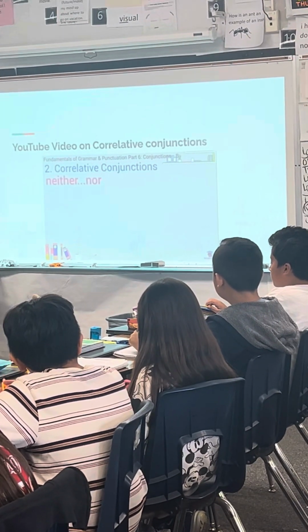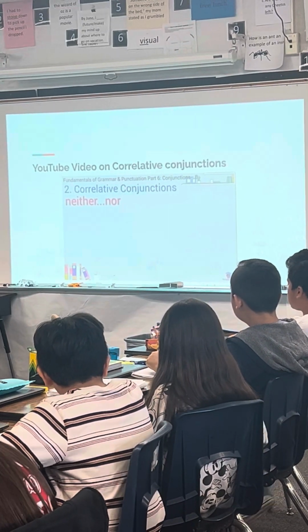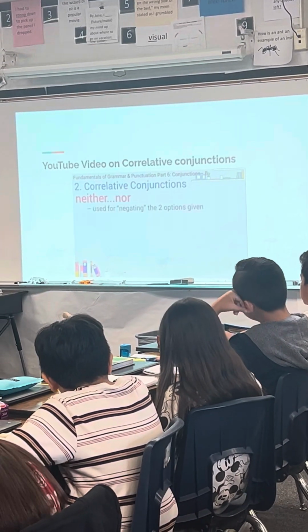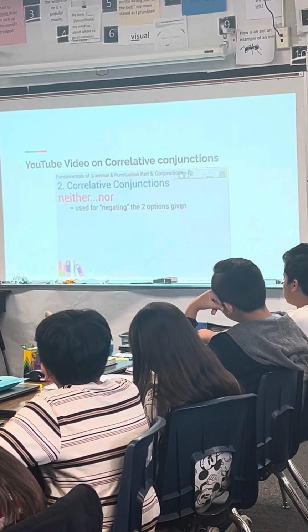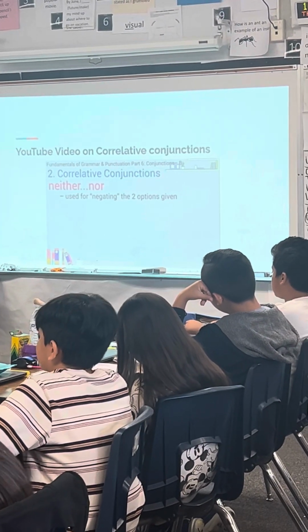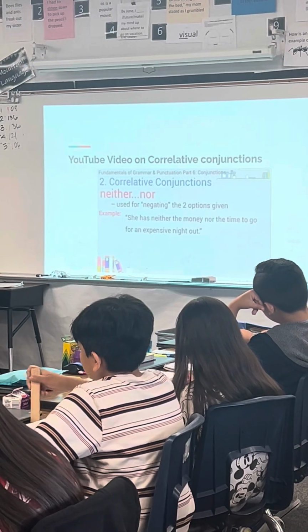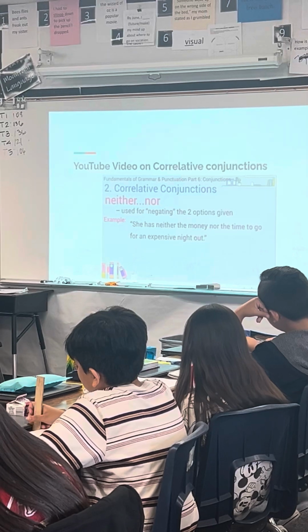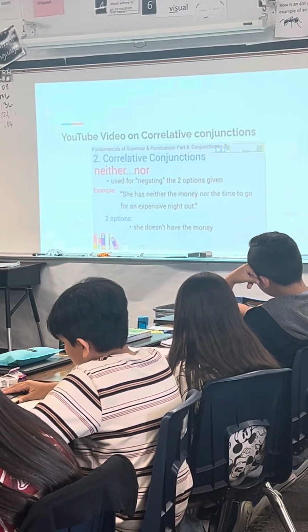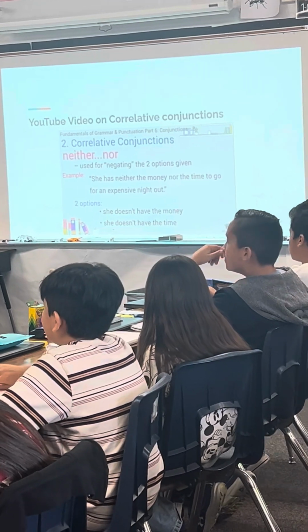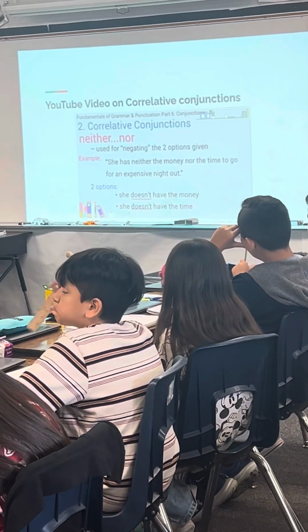Let's start with neither nor. When we want to negate two options, we use neither nor. Negating two options means to make the two options available negative. Example: she has neither the money nor the time to go for an expensive night out. Meaning, she doesn't have money and she doesn't have time to go for a night out too. Both the options are negative.